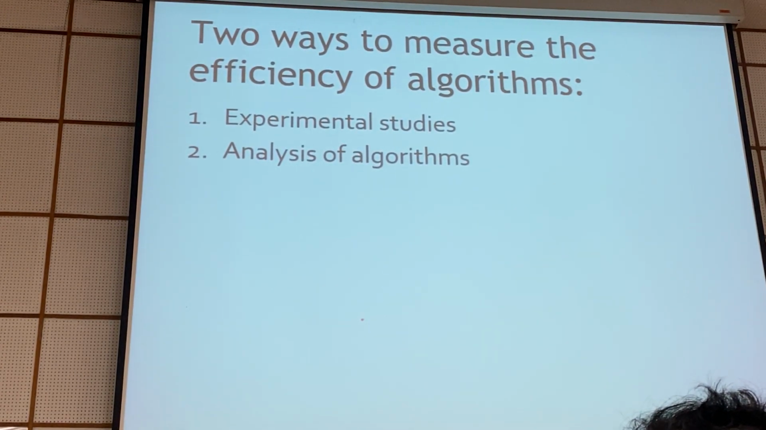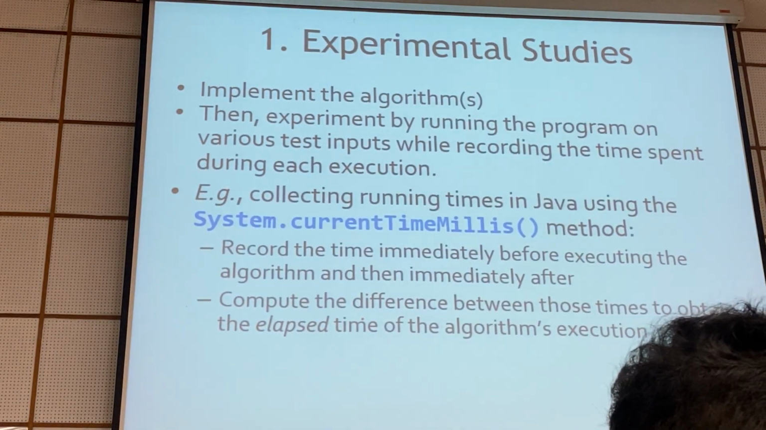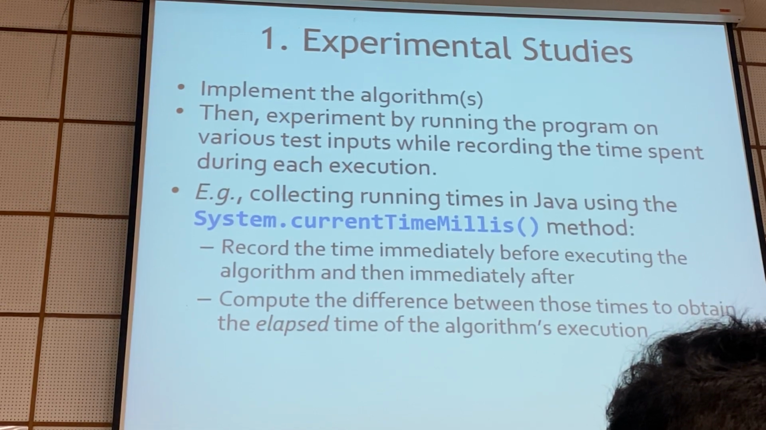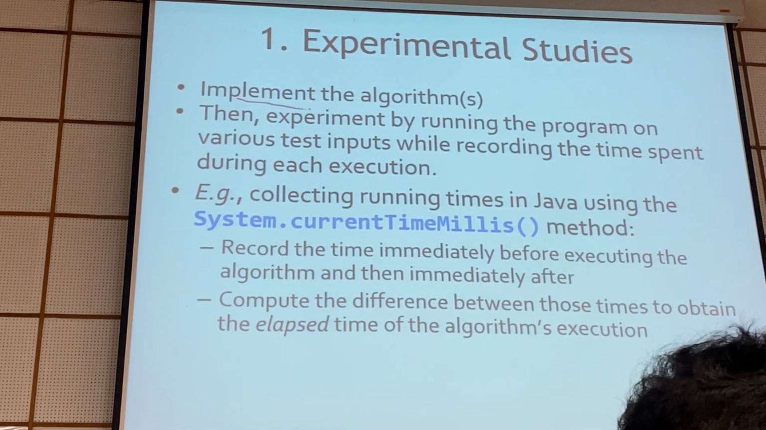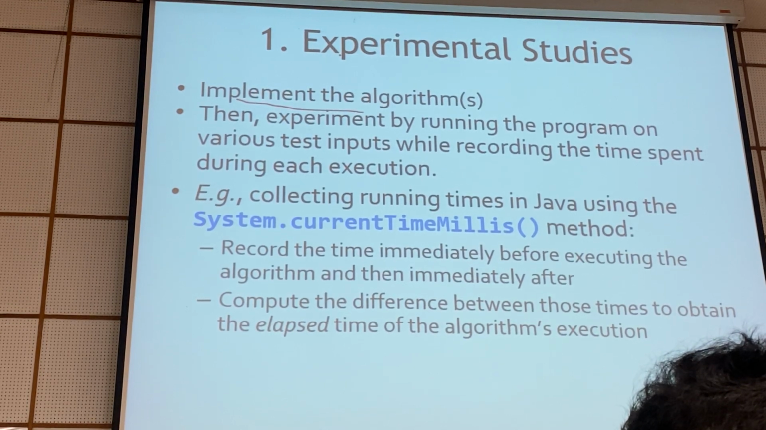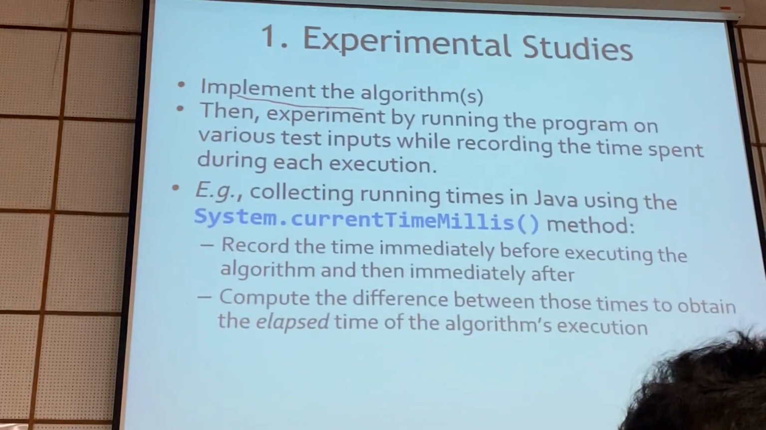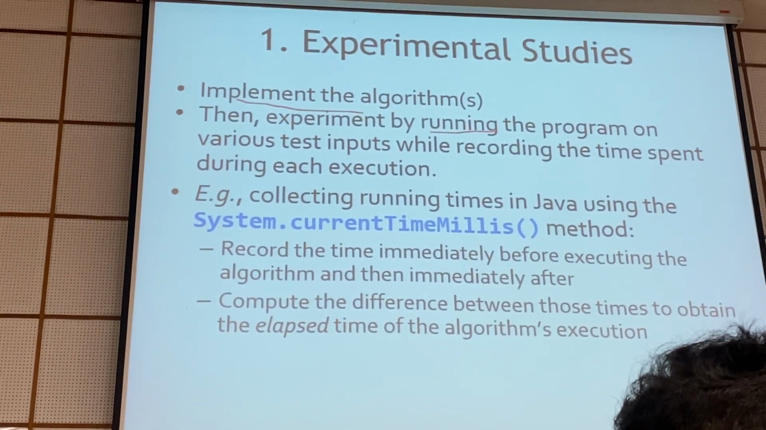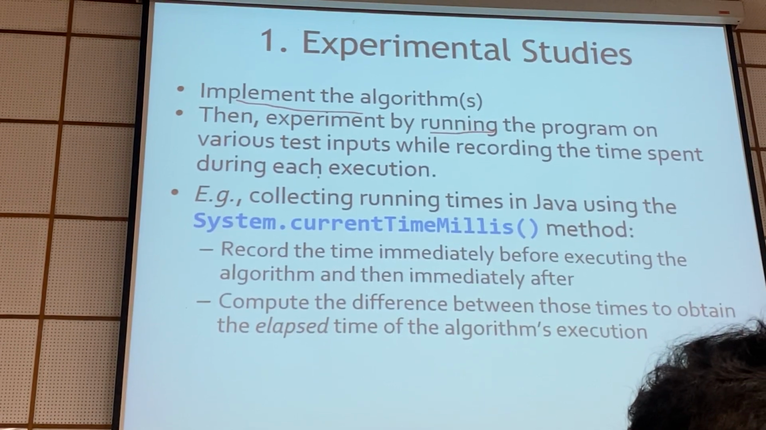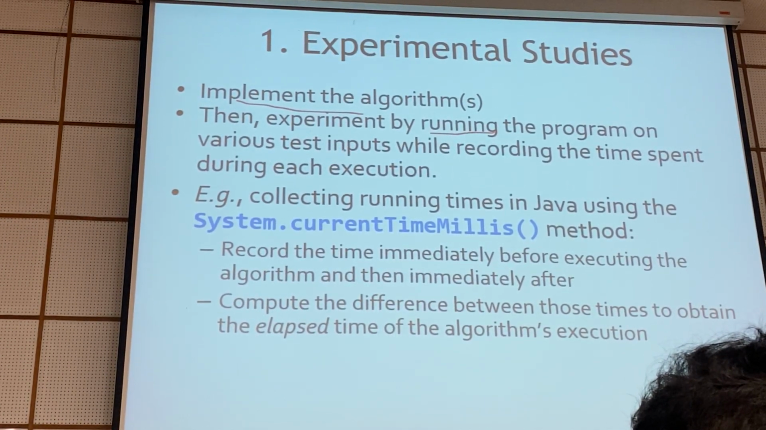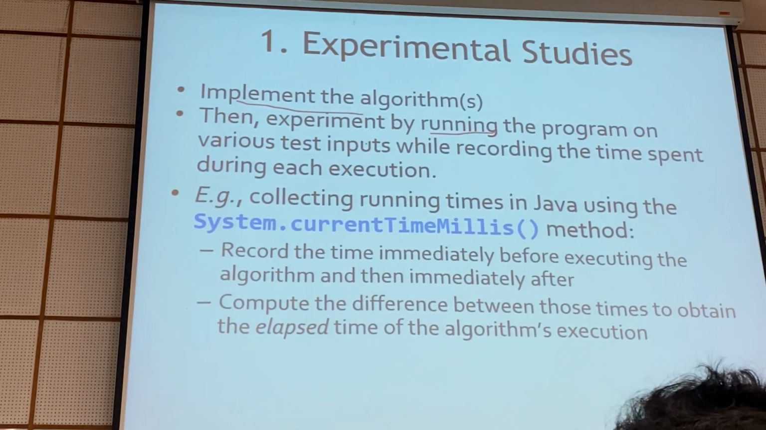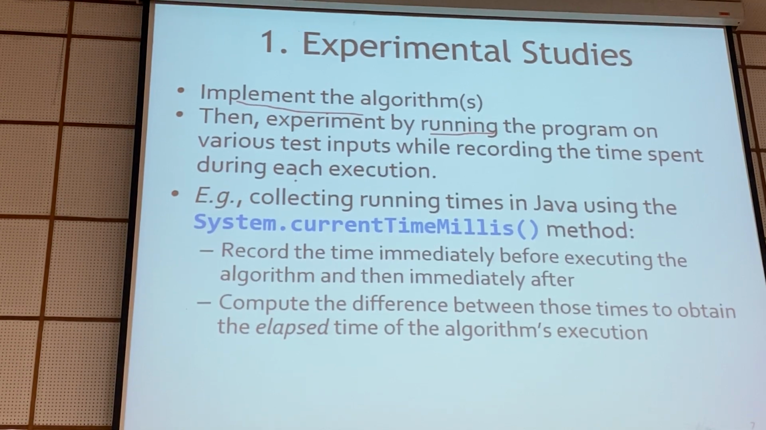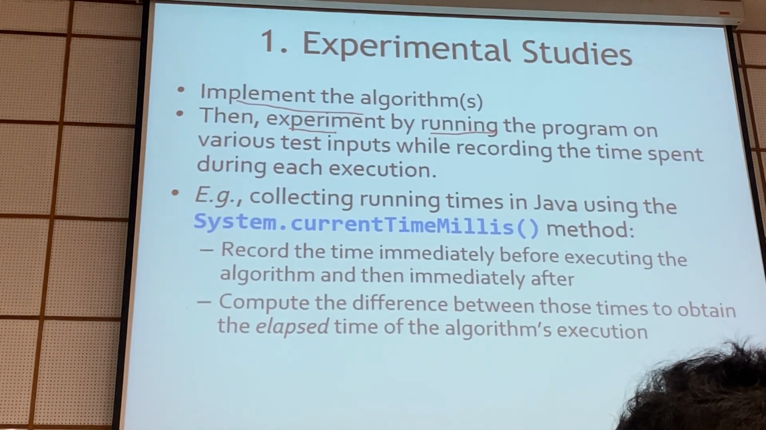Now let's take a look at experimental. As our friend here said, you have to measure the time. First, you implement your algorithm, you finish your program. Then you run the program on various inputs, whatever input you want to use, and record the time spent during each execution. This is the experiment.